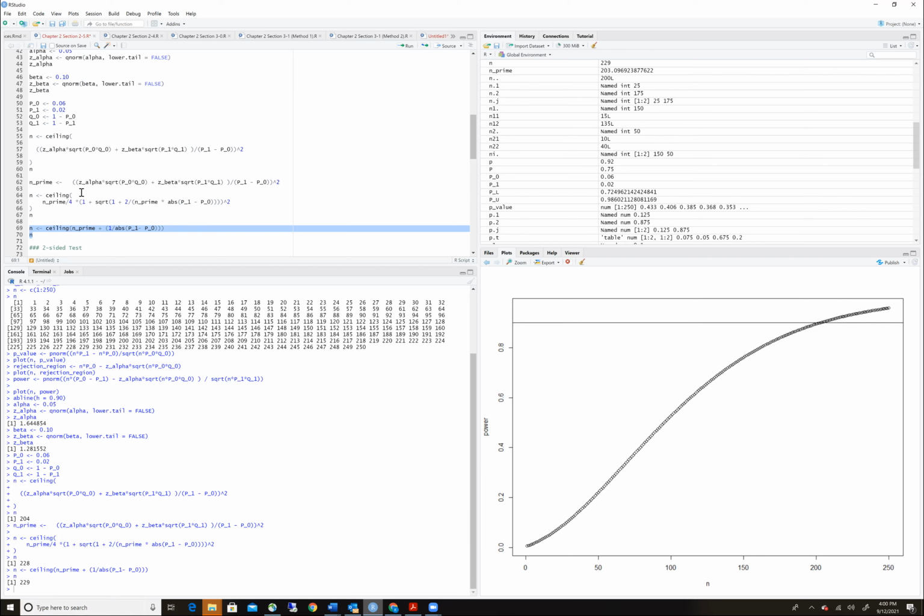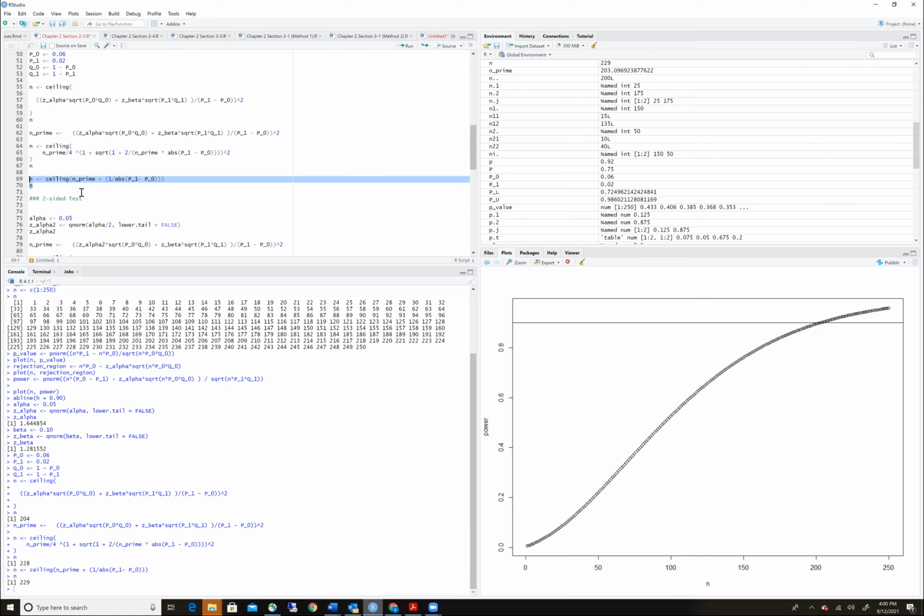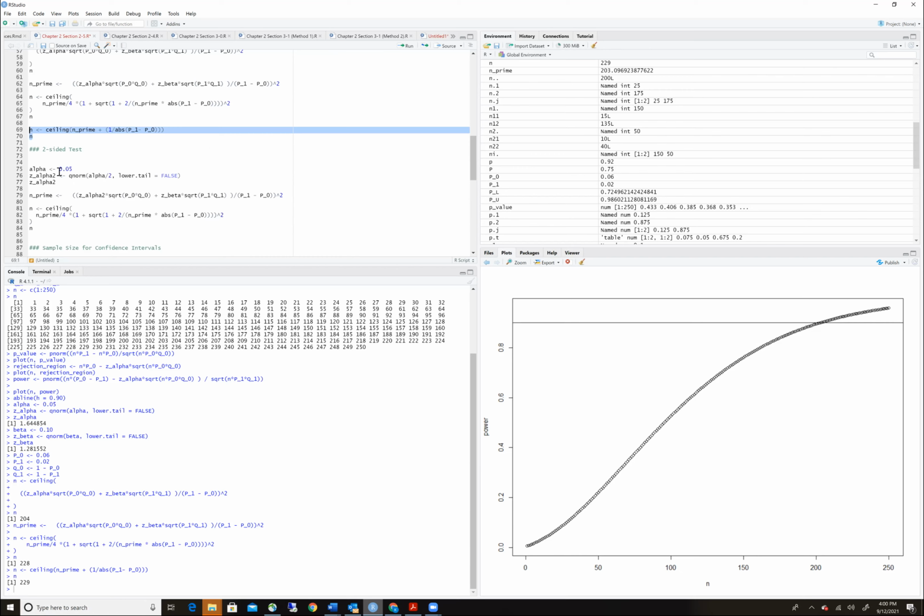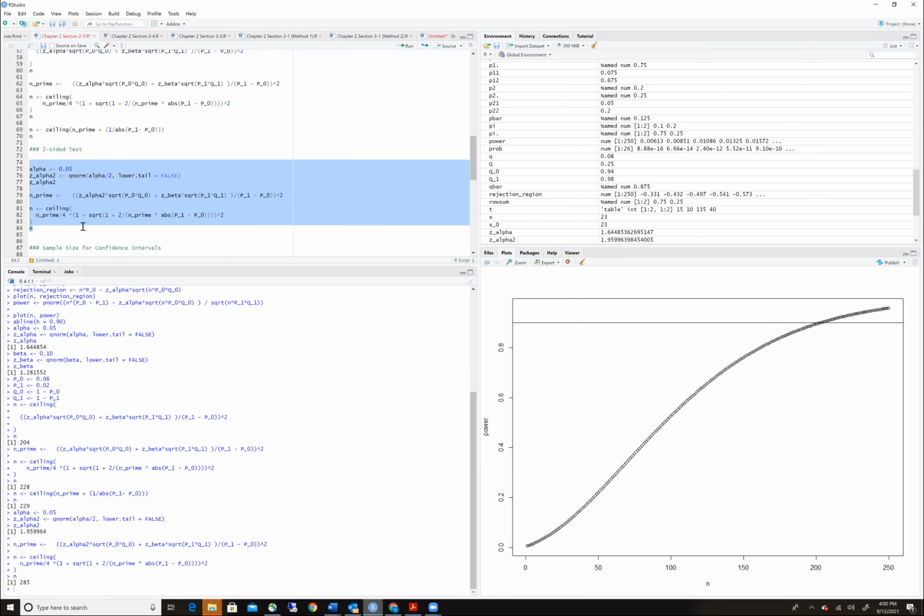about 230 people. Okay, if we have a two-sided test, we're going to calculate this slightly differently, but the formulas are very close to being the same. The only difference is we have the Z alpha over 2, where instead of the tail area for alpha being 0.05, now we have 0.025 on each side of the curve. Okay, so if we're doing a two-sided test, then we need 285 people in our study.